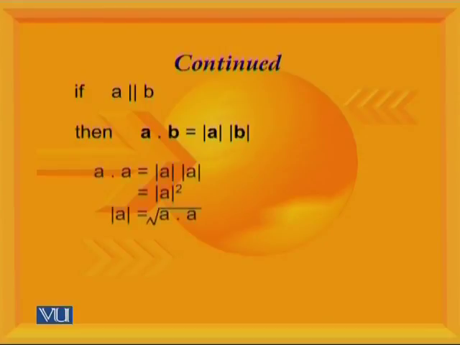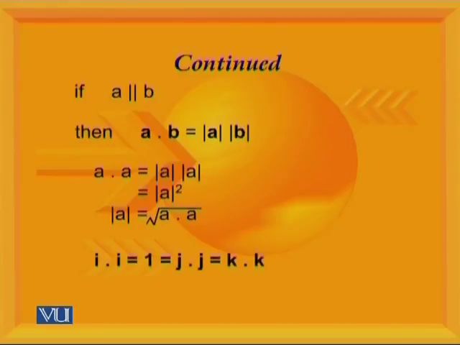If the vector A is parallel to the vector B, then A dot B is just the product of their magnitudes. Why is it so? According to the definition, A dot B is equal to magnitude of A, magnitude of B into cosine of the angle in between them. Because these are parallel, the angle is 0, and cosine 0 is equal to 1. So A dot B is equal to magnitude of A into magnitude of B, and from here we can also find a formula for magnitude, that the magnitude of A is equal to square root of A dot A.